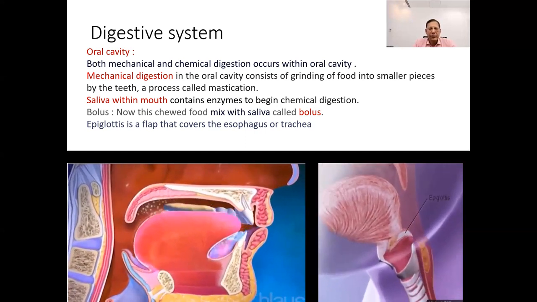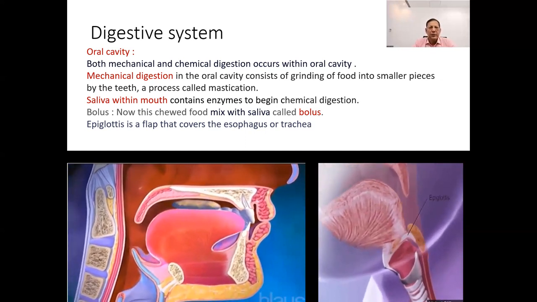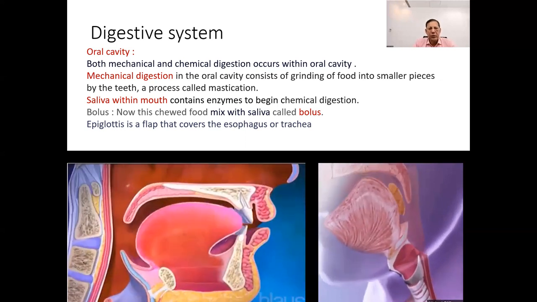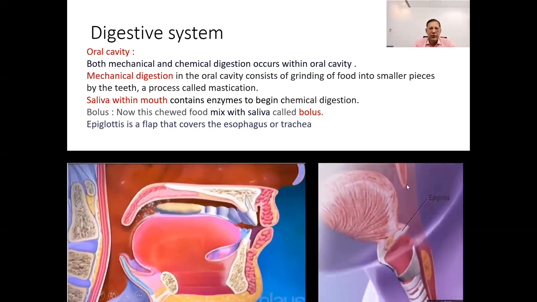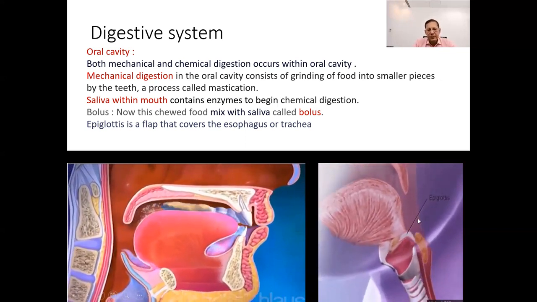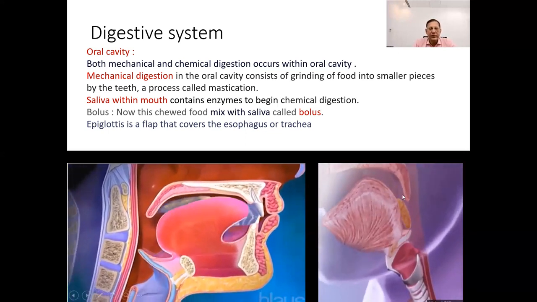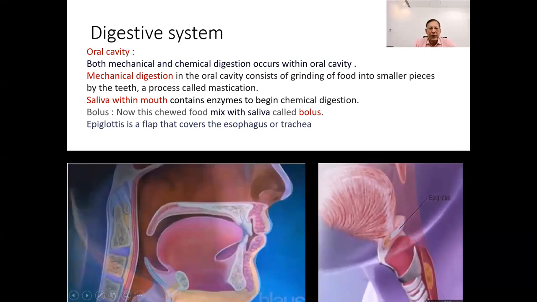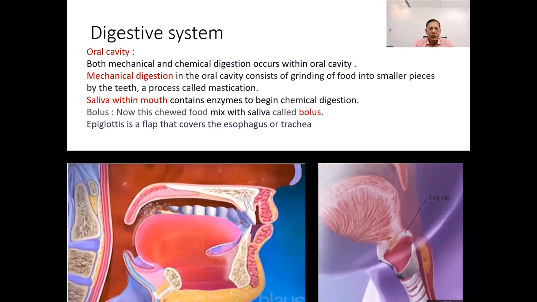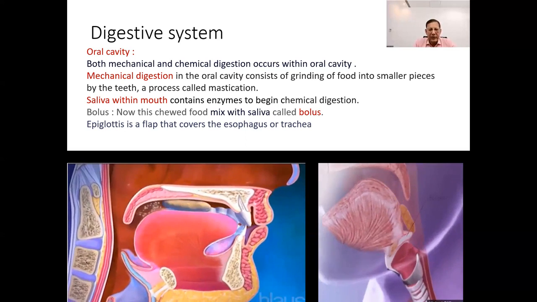Now, within the mouth or the oral cavity, the chewed food mixed with the saliva is now called a bolus. And during swallowing, the tongue pushes the bolus to the back of the mouth into the oropharynx. A muscular ring at the upper end of the esophagus, which is called the upper esophageal sphincter, relaxes to allow the bolus to enter the esophagus.